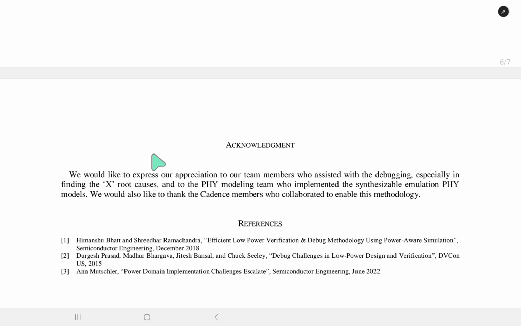Acknowledgement. We would like to express our appreciation to our team members who assisted with the debugging, especially in finding the root causes, and to the PHY modeling team who implemented synthesizable emulation PHY models. And also we would like to thank the Cadence members who collaborated to enable this methodology.